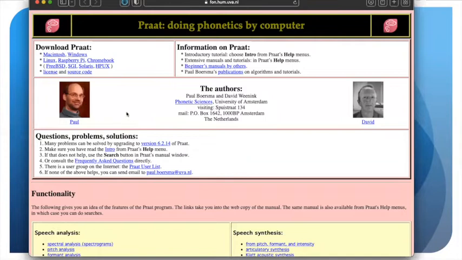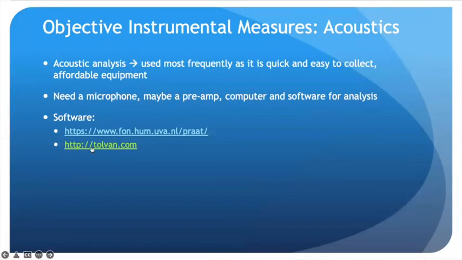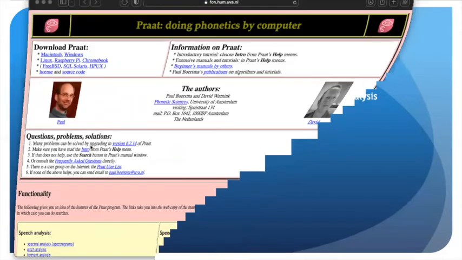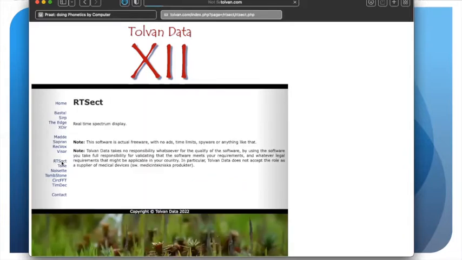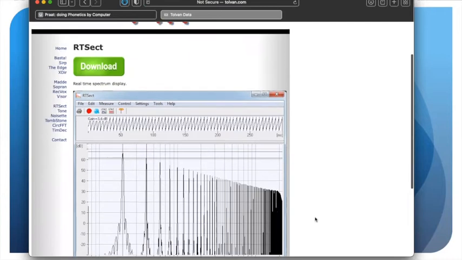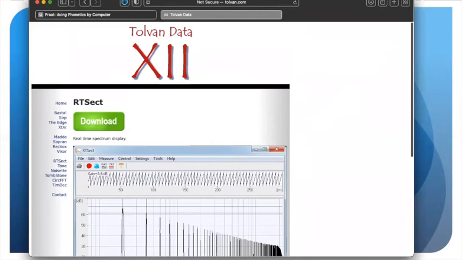So this is Prot, and yes, the website does look like it's from the early 90s, but it's still really terrific software. They have it for Mac and Windows and a few other things as well. And then Tolvan, this is a good website to check out. They have some pretty neat stuff. I would point out especially RT-Sect, which is a real-time spectrum display. This gives you kind of a real-time spectrum that you can use for feedback. And there's a lot of excellent software here as well that you can explore.